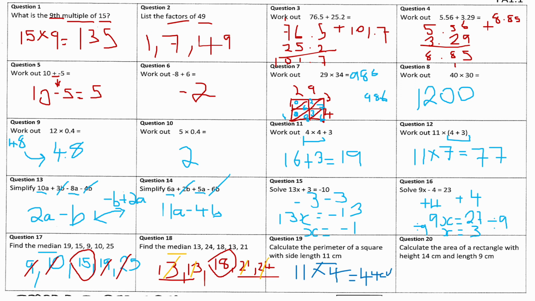This is question number 20, guys, last one for today's video. Calculate the area of a rectangle with height of 14 and the length of 9. Well, again, length times width or length times height. 14 times 9. Well, 14 times 10 is 140. Take off 14 and I get 126. Remembering our units for area is units squared, so it's centimeters squared. And that's our answer for question 20.